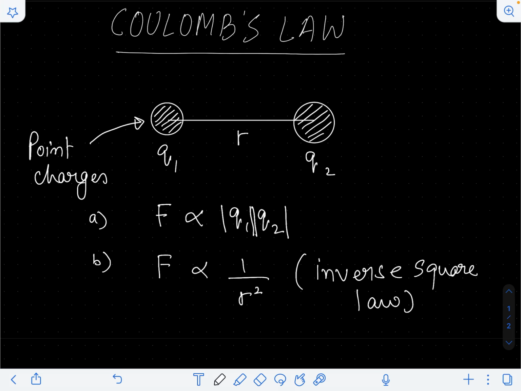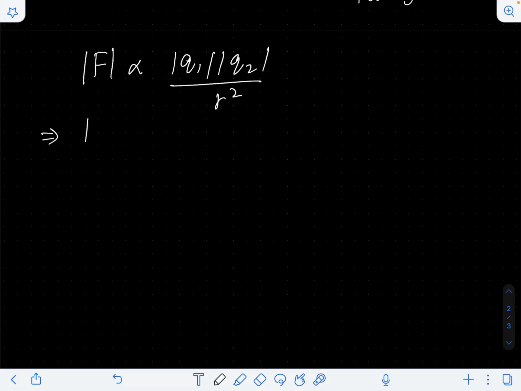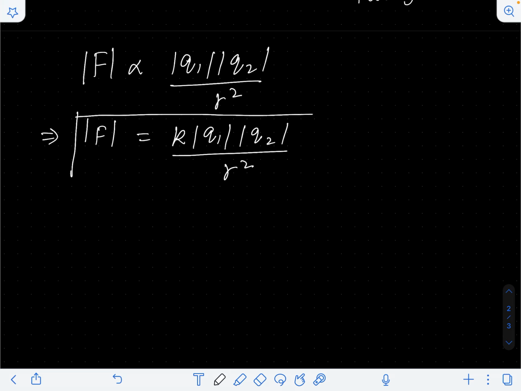When we combine these two statements, we can conclude that the magnitude of force is directly proportional to Q1 Q2 divided by r square. To remove this proportionality, we can write K as a constant of proportionality: F equals K Q1 Q2 divided by r square. This is the very general formula of the Coulomb force, or the electrostatic force, where K is the constant of proportionality.